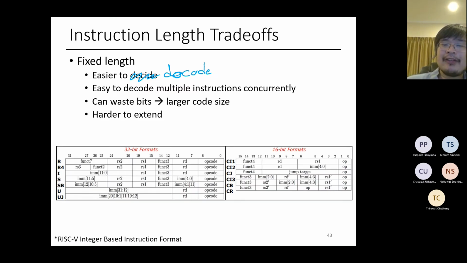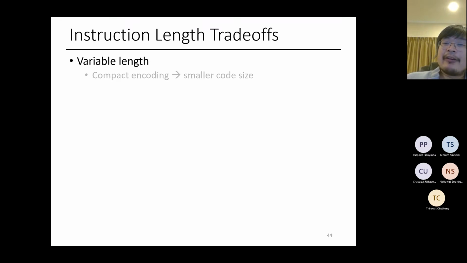One example of a fixed length instruction set is the RISC-V ISA. The integer-based instruction format would support either 32 bits or 16 bits, so you know exactly how many bits you have to read from the memory to get the integer instruction. You can have variable length, which you already saw from our sample code in part 1 from x86. This is compact encoding. You can have an instruction with 1 byte, and you can have an instruction with 7 bytes as well.